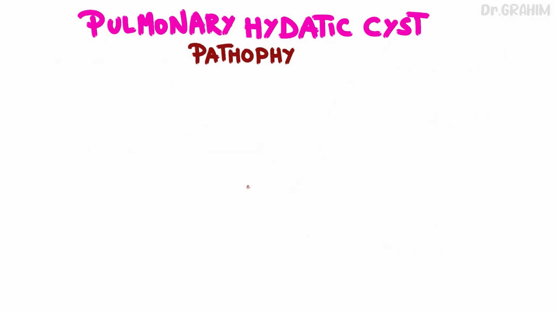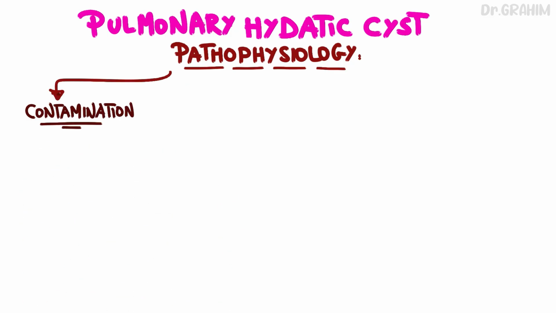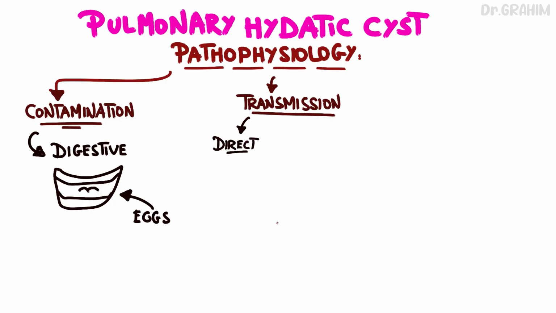Humans are accidental intermediate hosts in the life cycle of Echinococcus granulosus, which normally infects sheep, the definitive host. Contamination in humans occurs through the digestive route, mainly by ingesting the parasite's eggs. There are two types of transmission modes: a direct transmission through close contact with infected dogs.